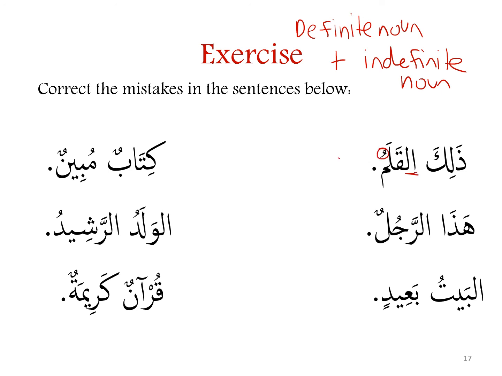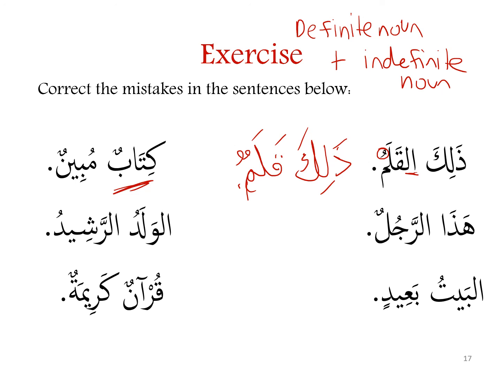So to adjust this, we would just have to say ذلك قلم. All we did was make the alif lam drop and added a tanween. So now this means that is a pen. Kitabun mubinun. Here we have the opposite case. The first word here is not definite, it's indefinite. Why? Because there's no alif lam and there's a tanween.